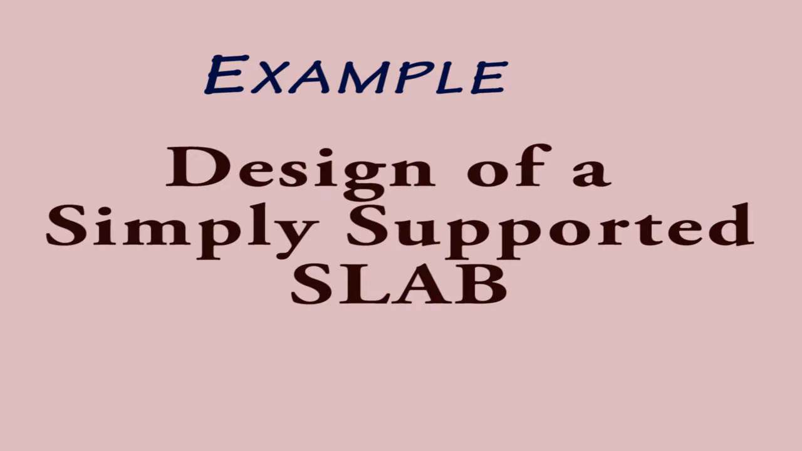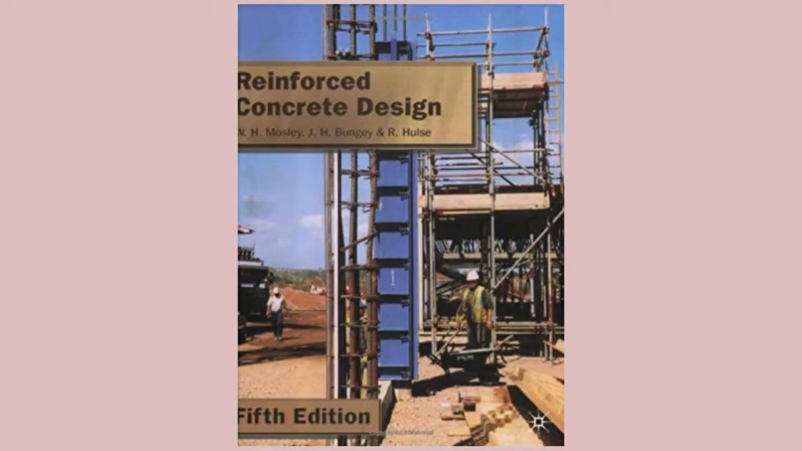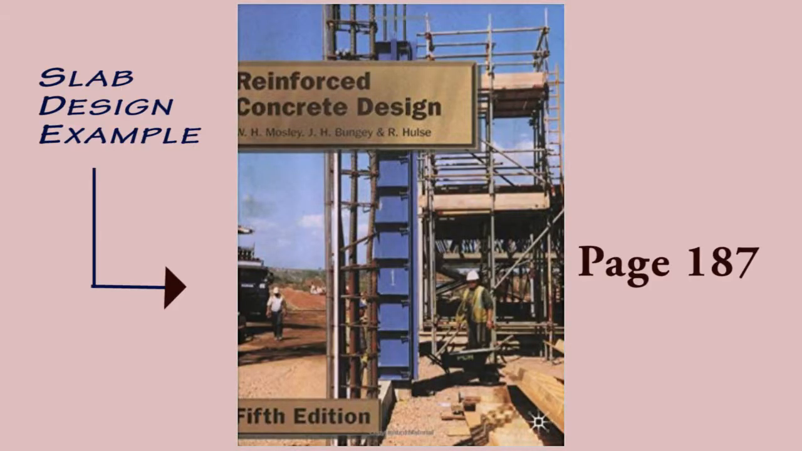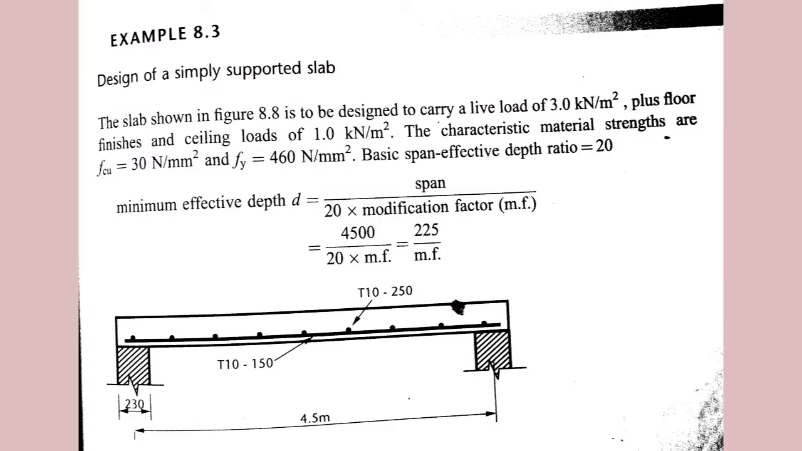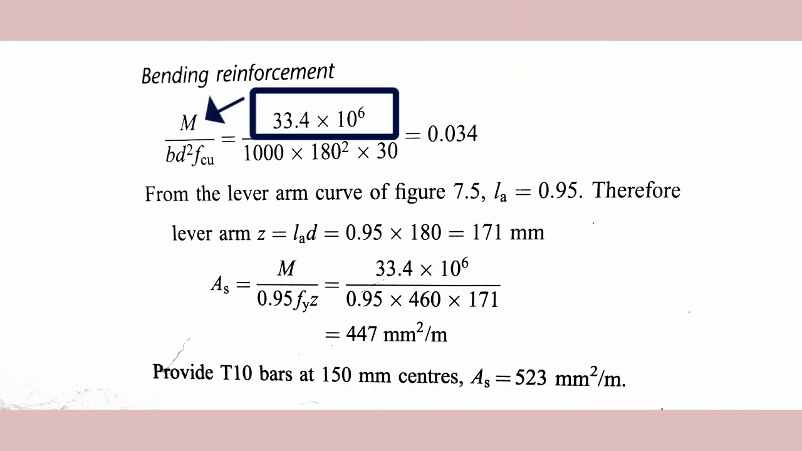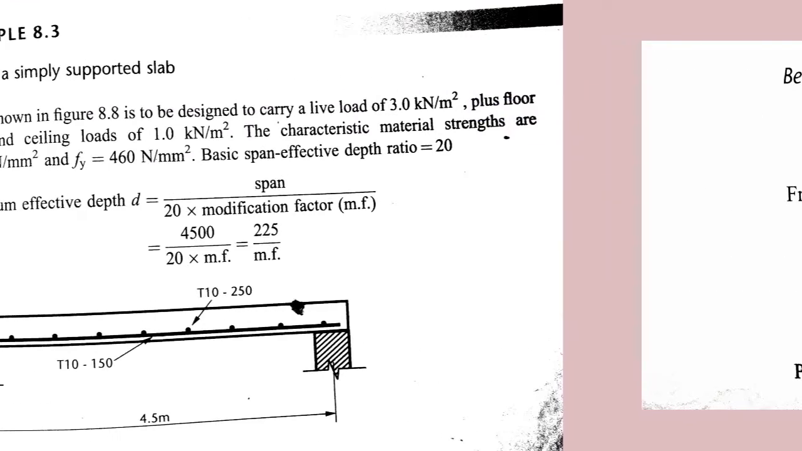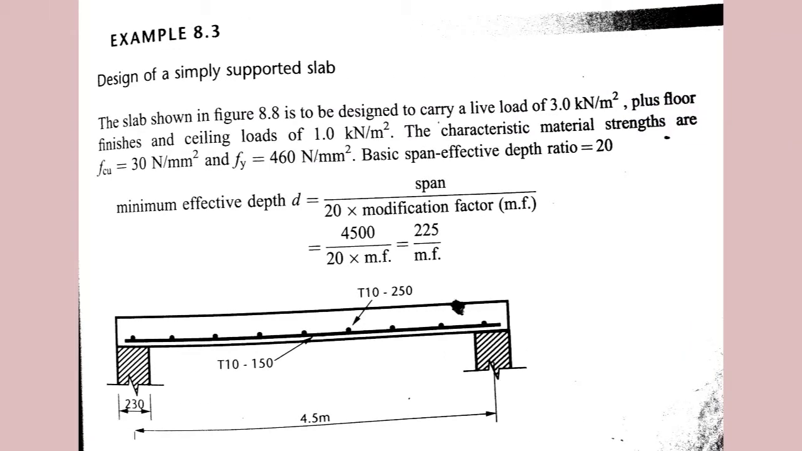Design of a simply supported slab. The treated example can be found on page 187 of the book titled Reinforced Concrete Design by Mosley and Bungay, 5th edition. The slab is 210 mm thick with a span of 4.5 meters. It has a calculated design moment of 33.4 kN. Other parameters can be seen in the question.